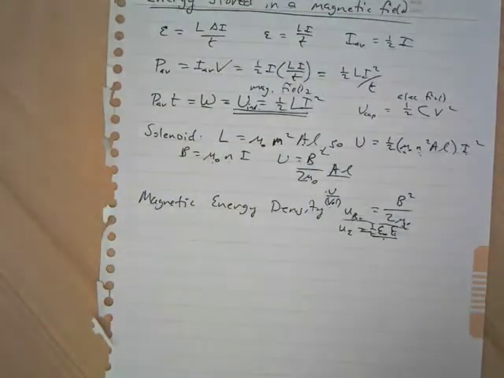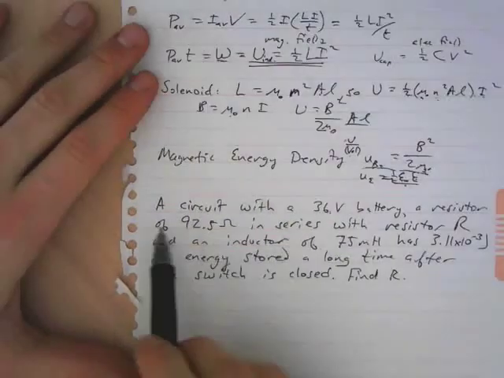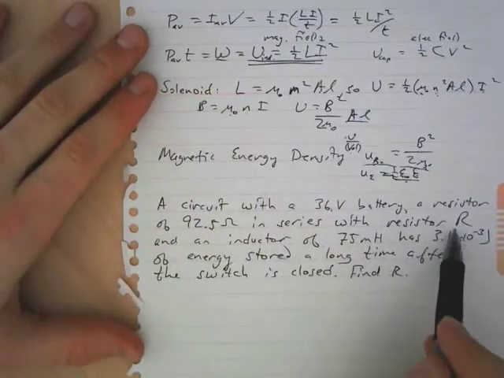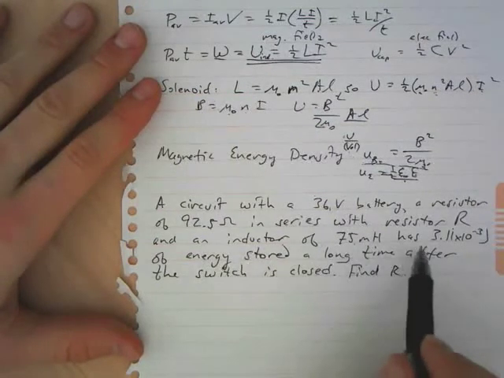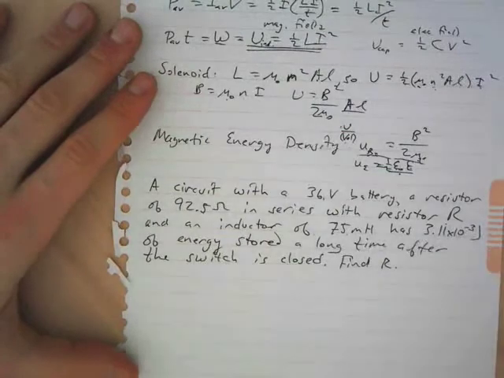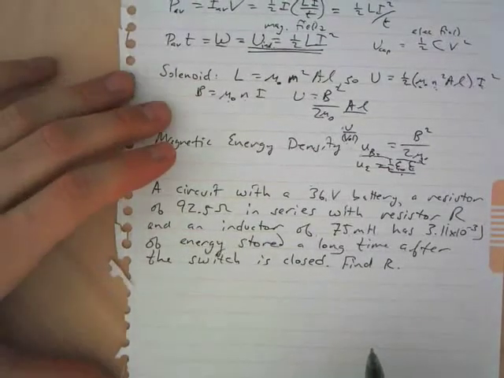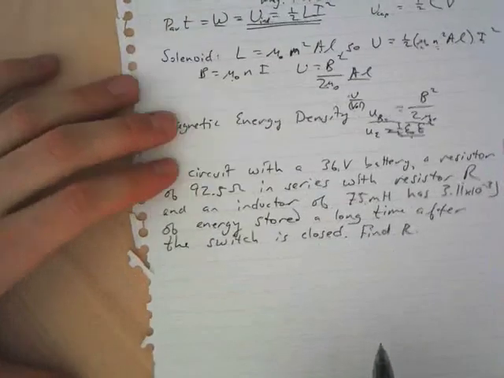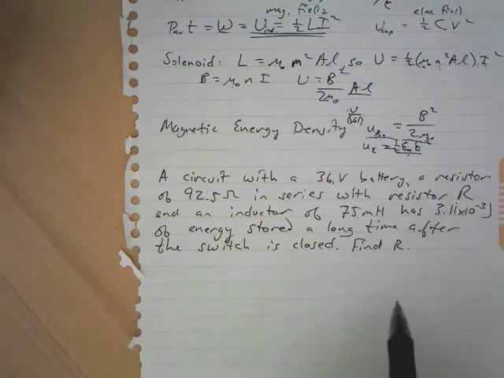So let's do a sample problem here. So here's our problem. We have a circuit, a 36-volt battery, a resistor of 92.5 ohms in series with an unknown resistor, and an inductor, 75 millihenries, with 3.11 times 10 to the minus third joules of energy stored a long time after the switch is closed. We want to find R. Okay. Well, this is a problem that we can solve using the principles that we've learned already.